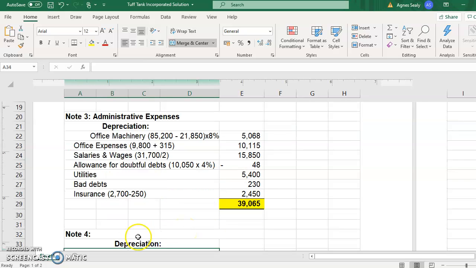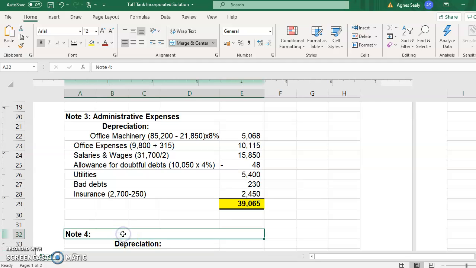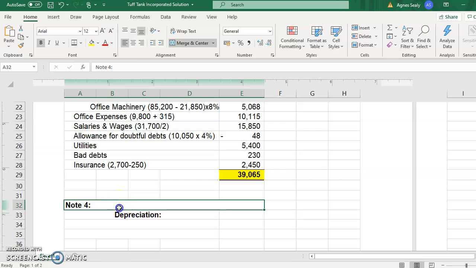So in this video what we will be looking at is our note 4, which would be our selling and distribution expense. So we're looking at our selling and distribution expenses, and from our introduction video, we would have stated that our selling and distribution expenses are those expenses which are associated with the selling of the product and also the distribution of the product to the customer, or who we would call the end user.